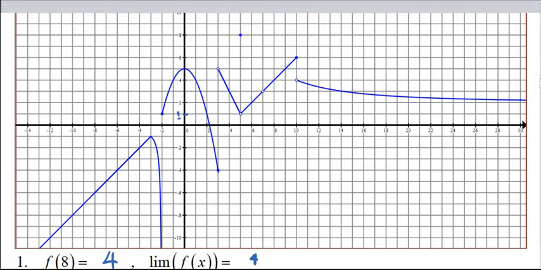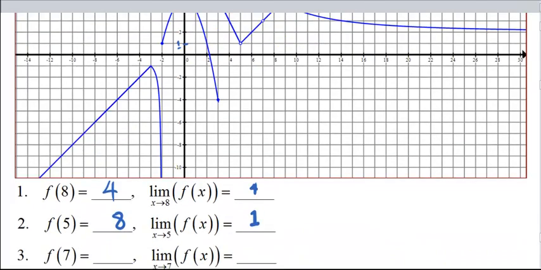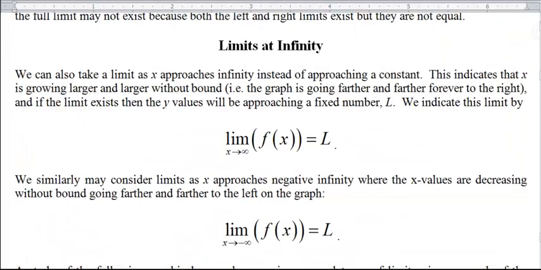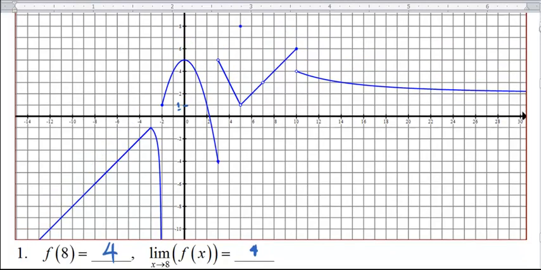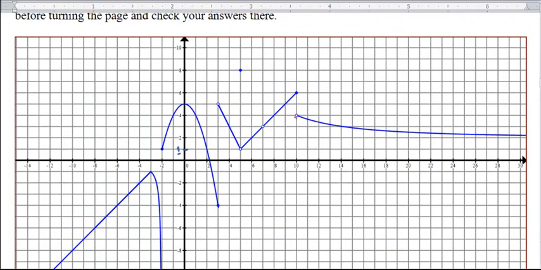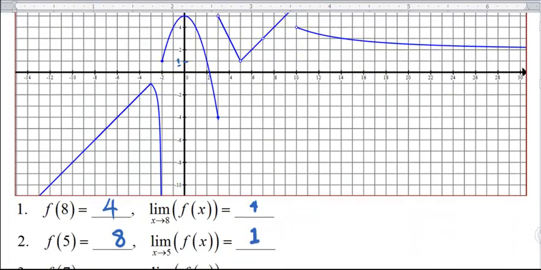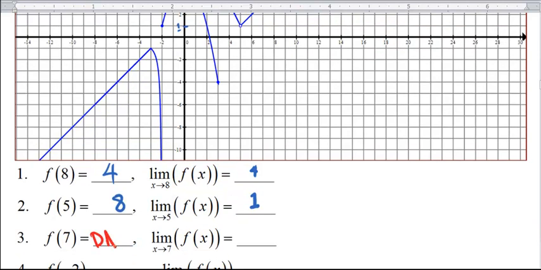Okay, let's look at some more examples. f of 7. Here's 7, undefined there. Let's see, is it defined anywhere? Okay, I don't see a point anywhere. So we would say that f of 7 does not exist. It's undefined.